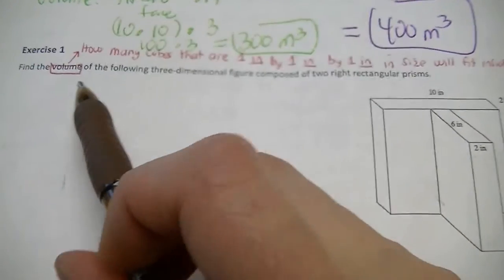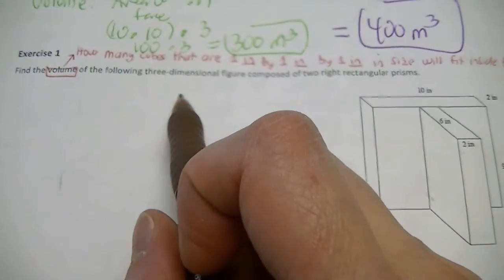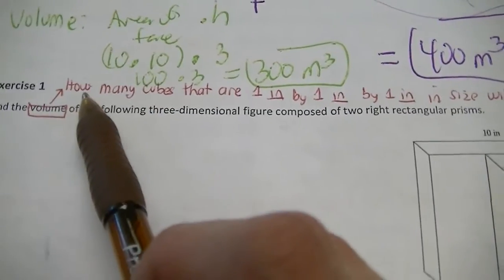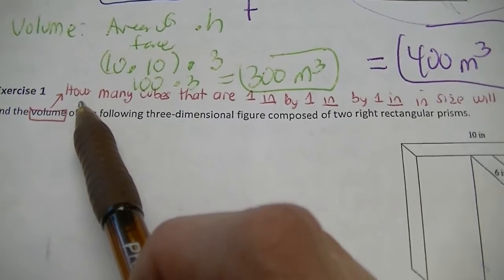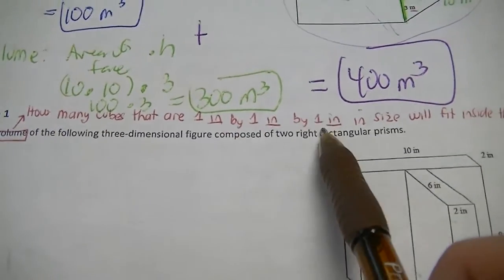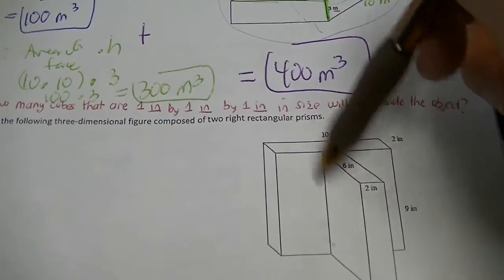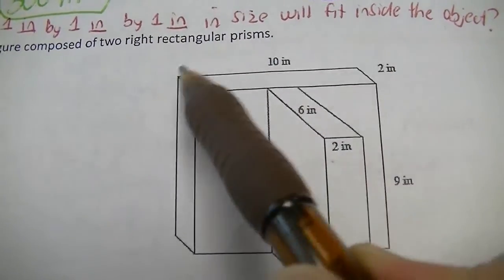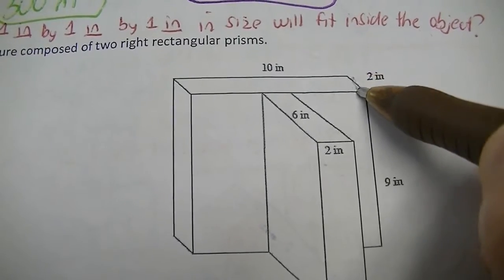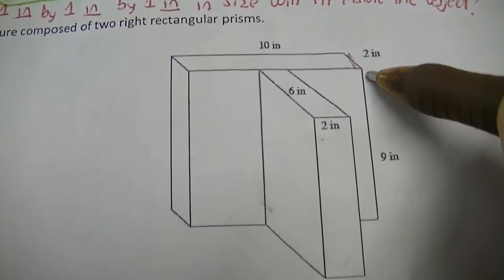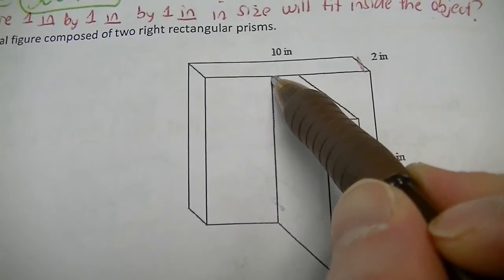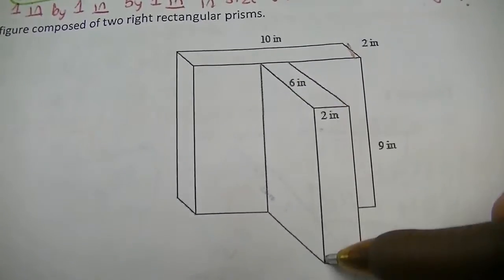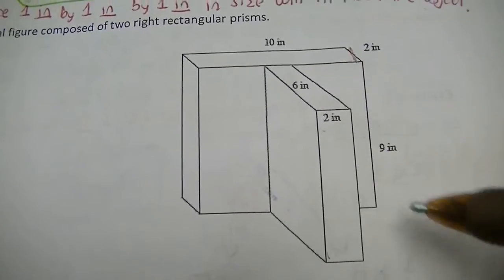The next problem says to find the volume of the following three-dimensional figure composed of two right rectangular prisms. And again, volume tells you how many cubes that are 1 inch by 1 inch by 1 inch will fit inside this three-dimensional figure. Upon examination, I know the distance from here to here is 10 inches, there to there is 2 inches, and this height is 9 inches. From here to here it looks like 2 inches, here to here is 6 inches, and the height is also 9 inches because it matches up with this one right here.